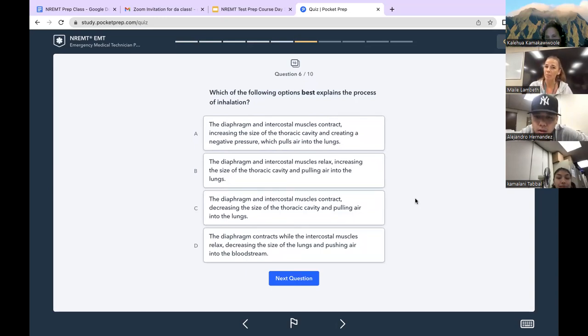So let's look at A. The diaphragm and intercostal muscles contract, increasing the size of the thoracic cavity. So take a breath, right? What happens to your thoracic cavity? Does it get bigger or smaller? It gets bigger as your diaphragm contracts. And it creates a negative pressure, which pulls air into the lungs. Or what do we have? C, the diaphragm and intercostal muscles contract, decreasing the size of the thoracic cavity and pulling air into the lungs. So which one do you think you'd go with?